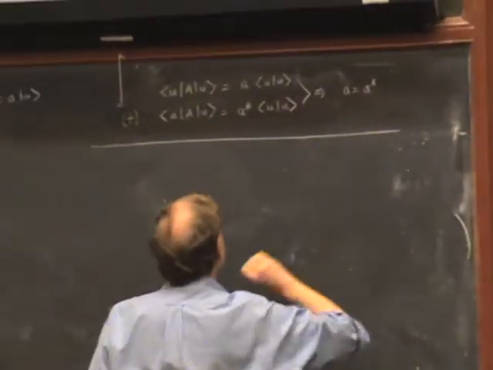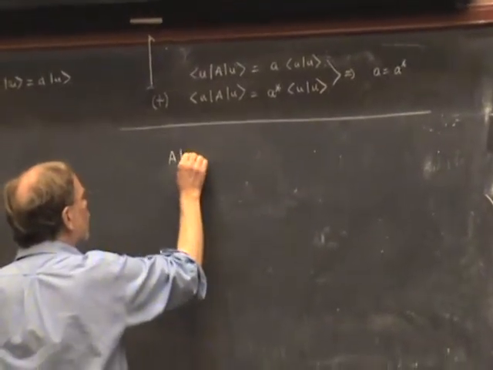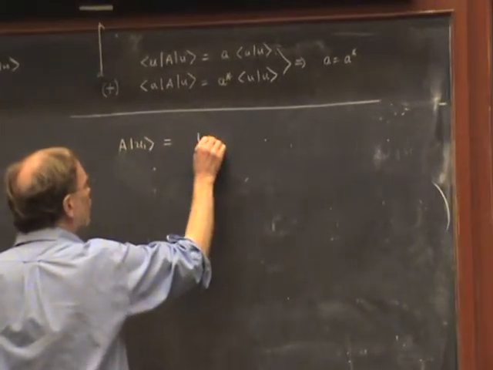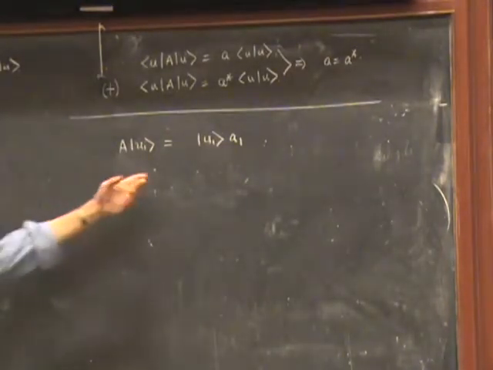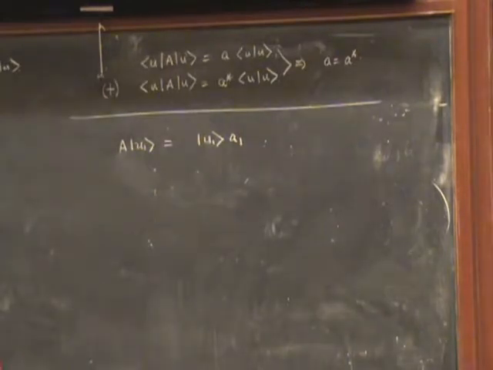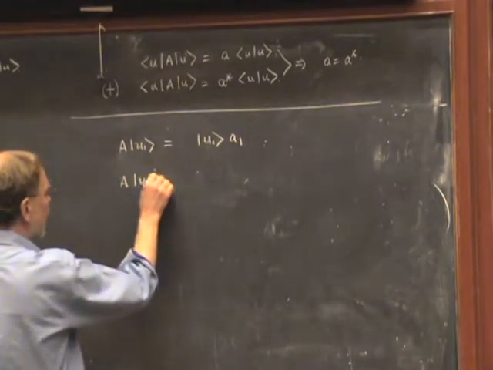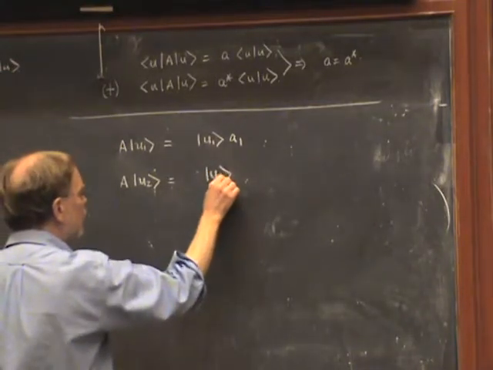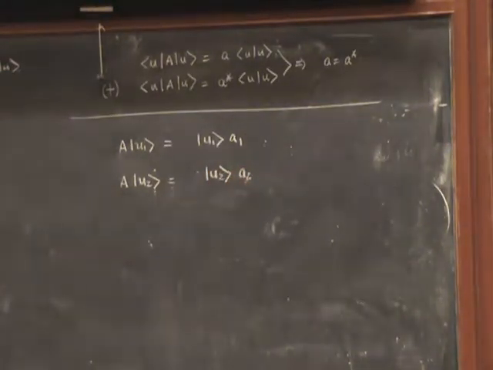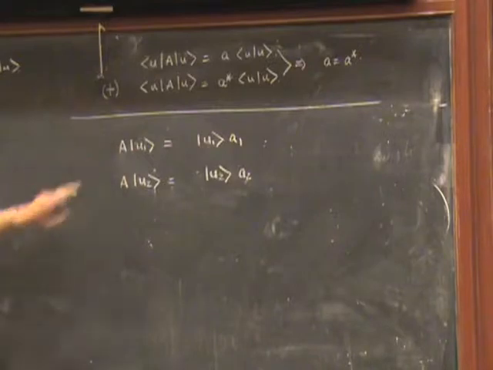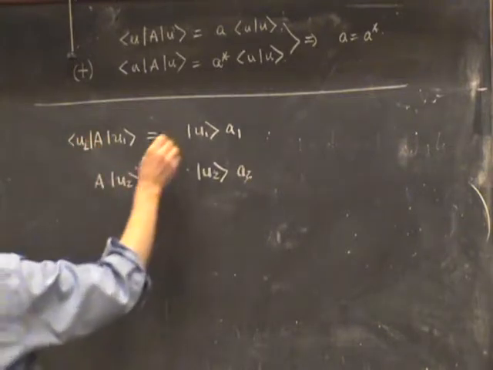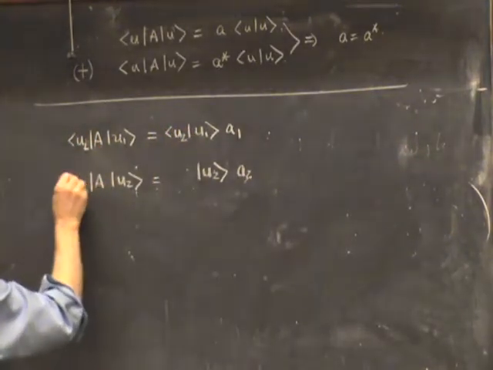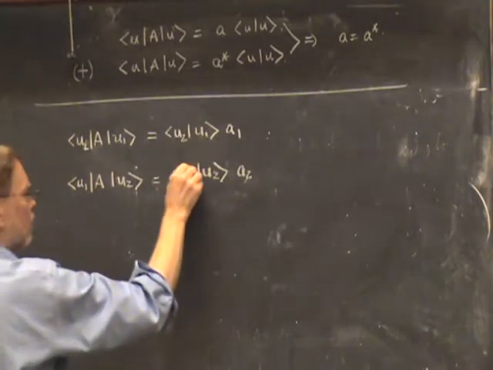It works like this. Let's say that A acts on u1 and gives me u1 all over again multiplied by an eigenvalue of a1, which I'll write up to the right now instead of the left. It doesn't matter which way I write it because it's multiplying a number times a vector. And then let's say there's a second vector, A u2 is equal to u2 times a2. Well, these are two different eigenkets and possibly two different eigenvalues. Now let's take the first equation and multiply on the left by the bra u2 on both sides, and then the second equation multiplied by the bra u1 on both sides. So we get this.